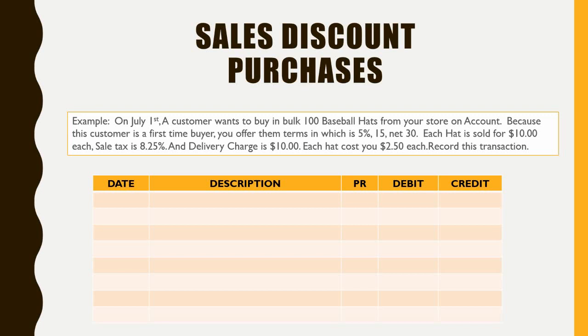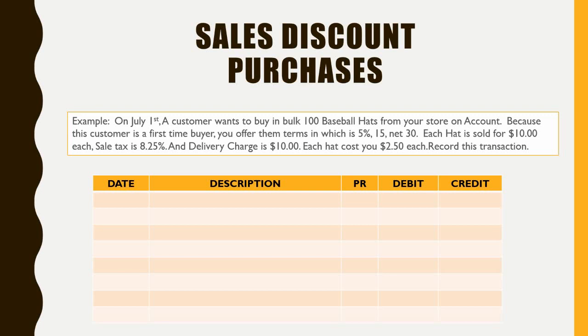Now, what happens when we have someone who wants to buy in bulk? So this scenario is also applying terms, right? Because we can also give the capability to apply terms to our customer. So in this case, July 1st, a customer wants to buy in bulk 100 baseball hats from your store, okay? And you offer them terms of 5% 15 net 30, so you're giving them a discount if they pay within 15 days. You're also going to charge them tax of 8.25%.